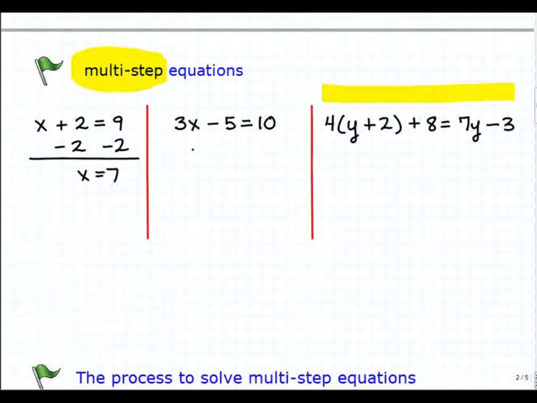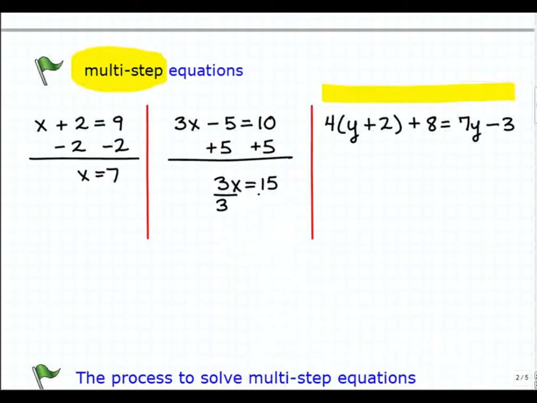Now the next one is a two-step equation. The first thing I'm going to do is add 5 to both sides. Then I'm going to add down, and I'm going to get 3x equals 15. And then my second step is to divide both sides of the equation by 3, and I'm going to get x equals 5.